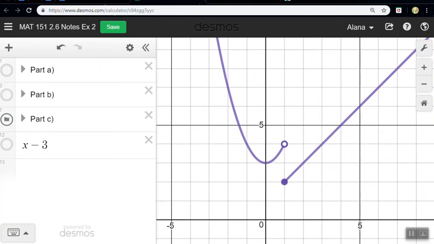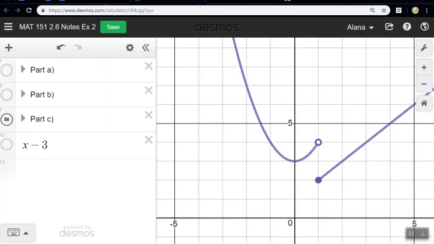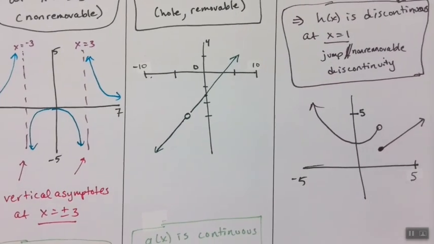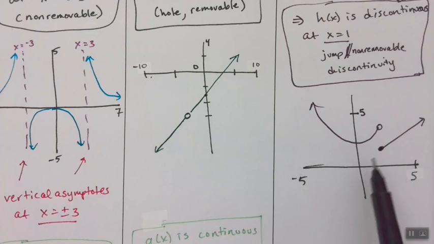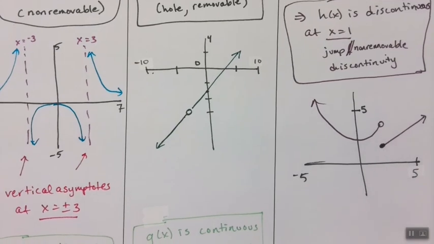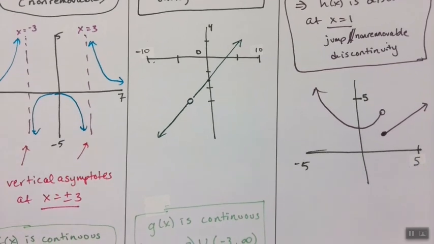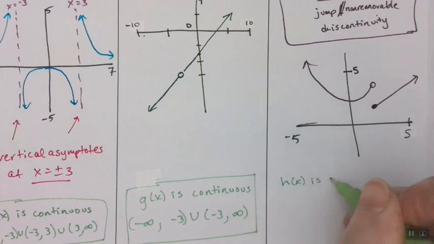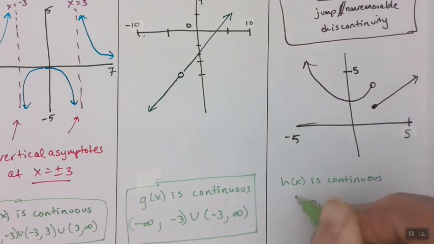All right, so I'm going to draw that graph really quickly. All right, so there we have a quick sketch of this graph, and we can see I was correct in that we have that jump discontinuity. So now we would say that h of x is continuous basically everywhere except at 1. So continuous from negative infinity up to 1, joined with 1 to infinity.